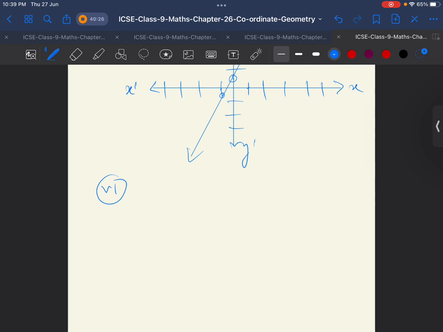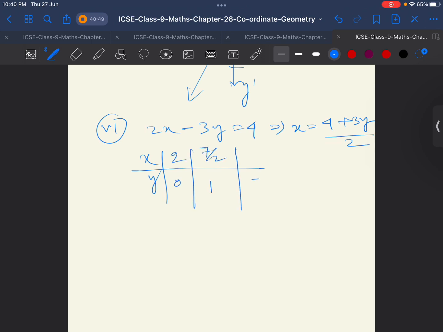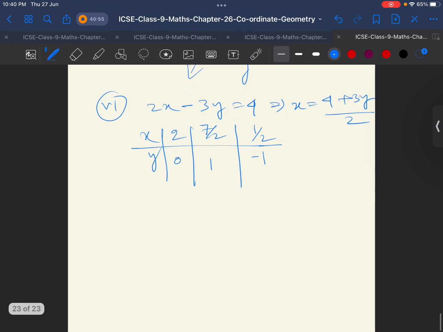now question number 6. 2x minus 3y equals 4. So the table is here. Implies x equals (4 plus 3y)/2. So when y is 0, x is 2; y is 1, x is 7/2; and y is minus 1, x is 1/2.